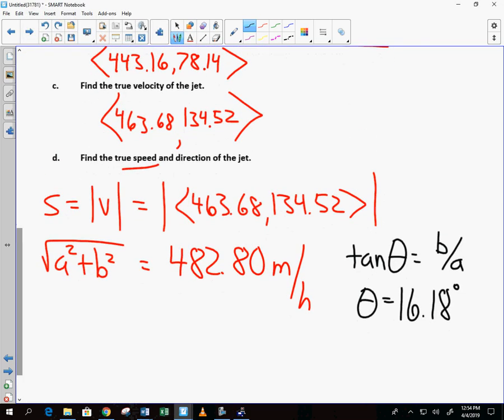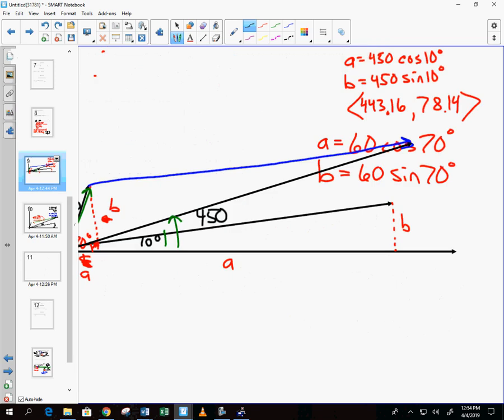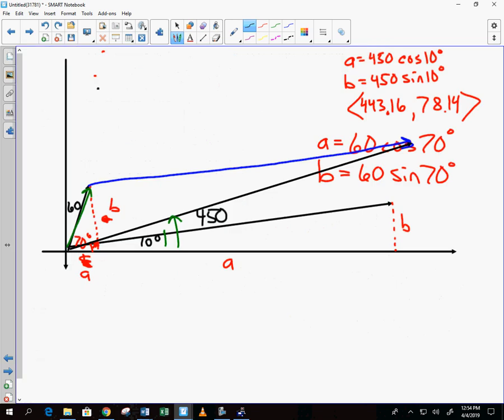So that means that if I go back to my drawing, this angle here instead of 10 is 16.18 degrees. If you were going to express the answer as a direction, north, east, how would you calculate the direction? What would I do with this 16.18? Subtract it from 90, and I get 73.82 degrees.